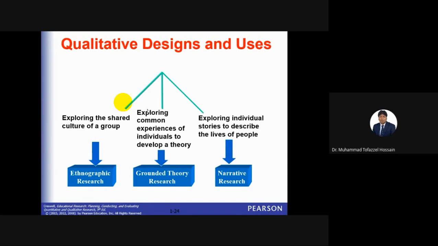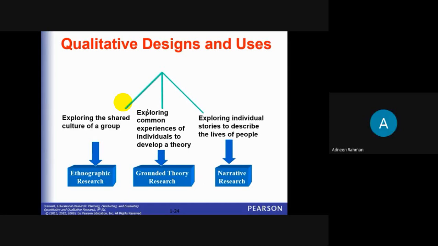Grounded theory means you are getting the theory from the ground. Ground means field work. So through your interviews, you have got the ideas: these are the common experiences, or these are the common problems of that particular group, or the individuals. So this is grounded theory. Grounded means the theory that you can get from the ground, from the field work.